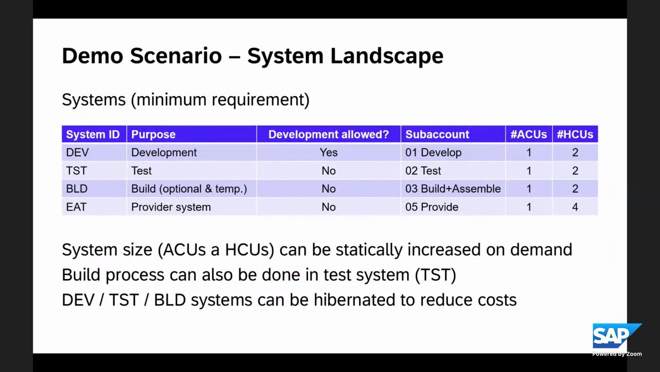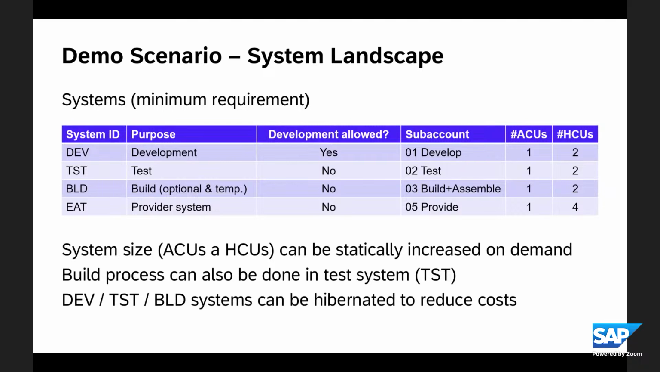Let us summarize the involved systems. So we have different system IDs for our system landscape. We have the development system, test, a temporary build system, and the provider system with the ID EAT. So during the provisioning, you need to specify whether development should be allowed in that system, and therefore we need to distinguish development and non-development systems. We have only one system for development. That's clear in our case. Therefore, we need to have this switch on.